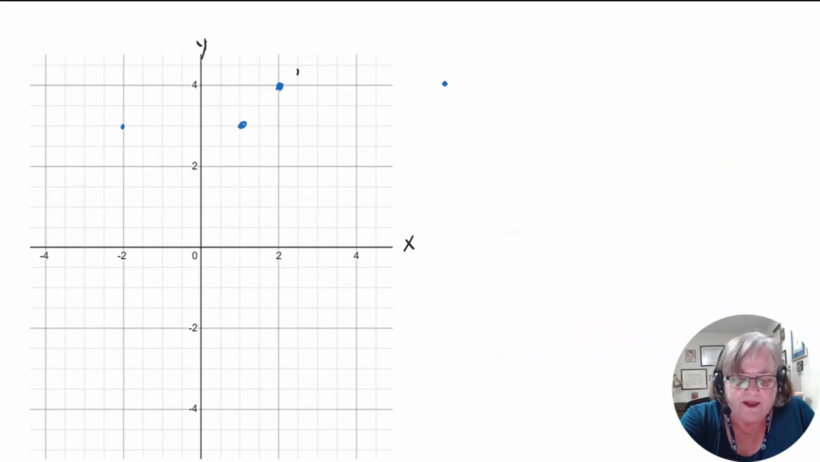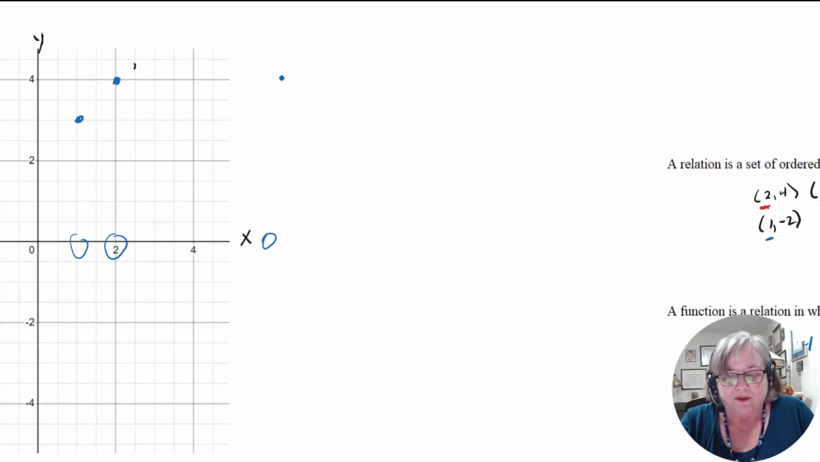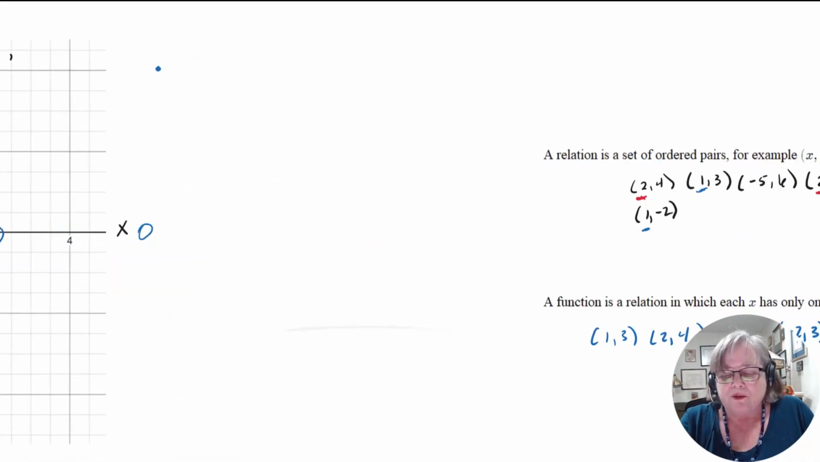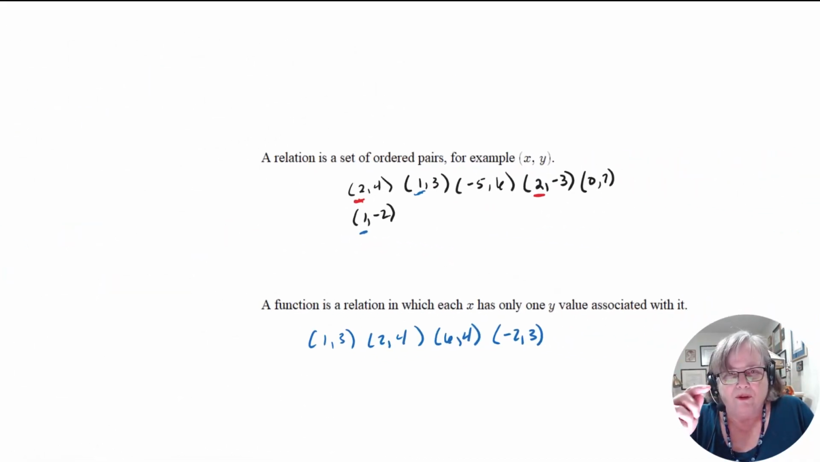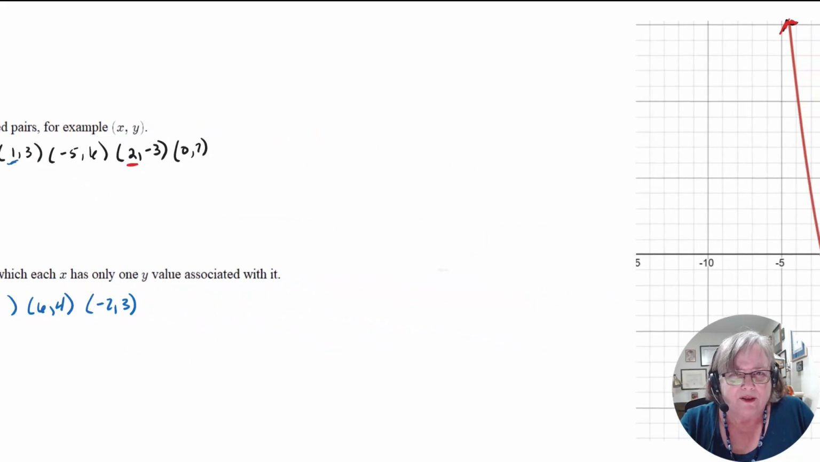Now, but do you see how each one of these, wherever your x is, there is only one y value above it or below it, right? So that makes it a function. So when you see them where you have an x and a y and maybe a second or third y that's above that same x or below that x, that's not a function.